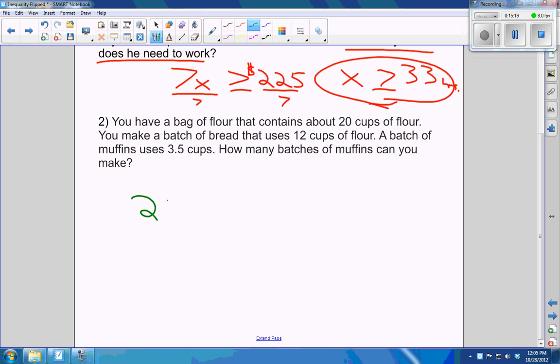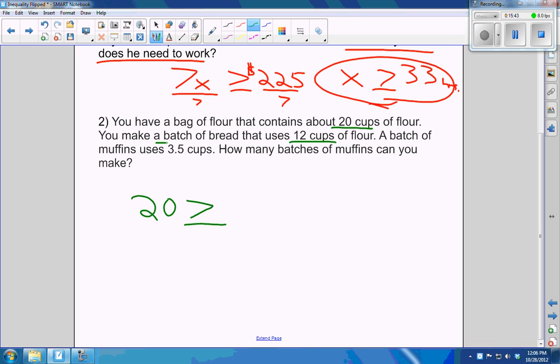So the total cups we have is 20 cups. Whenever you see total, we kind of talked about this last week, that generally goes on by itself on one side of the inequality or equation. The most we have in this bag is 20 cups of flour. So 20, nothing can be greater than 20. So the inequality will face that way. And it can also be 20, so it's equal to as well.